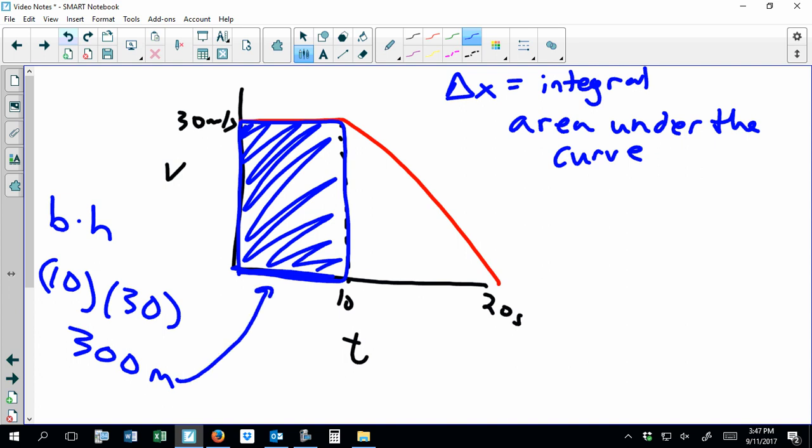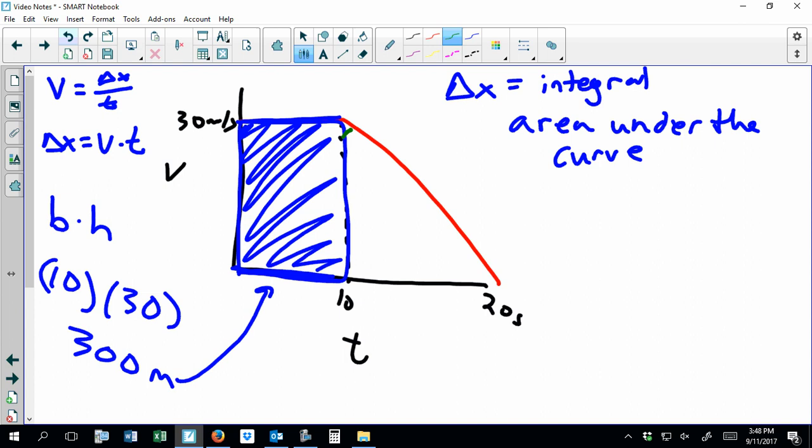And that makes sense. If I go at a constant speed of 30 meters per second for 10 seconds, I'm going to go 300 meters. I'm multiplying my velocity times time. If we sort of rearrange this equation, velocity is displacement over time, our displacement is just our velocity times the time. So if I take the velocity, multiply it by the time, as long as that velocity is constant, I'm just multiplying those two together.